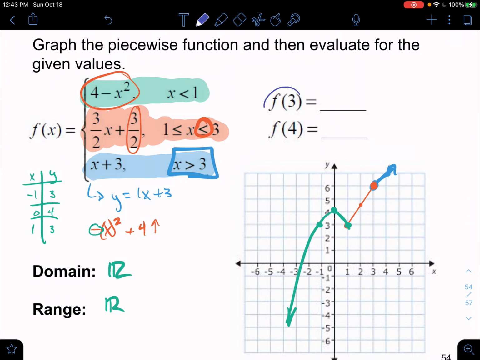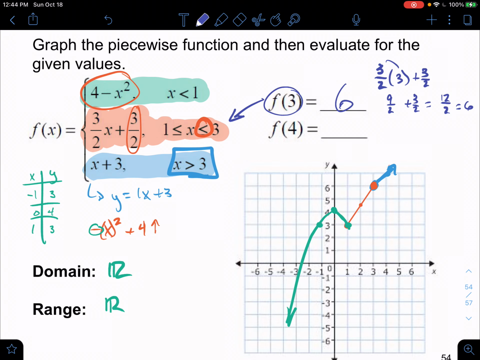So if my input value is 3, that would tell us to use our orange function here. Plugging in 3 to that, we can do it one of two different ways. We can actually even just look at the graph. So if x was 3, my y value will end up being equal to 6, which is the same thing I would see if I actually plug that in. And we can even check that too, so let's check it. So if I had 3 halves times 3, and then plus 3 halves, 3 times 3 halves would be 9 halves plus 3 halves, which would be equal to 12 halves, which ends up being equal to 6.